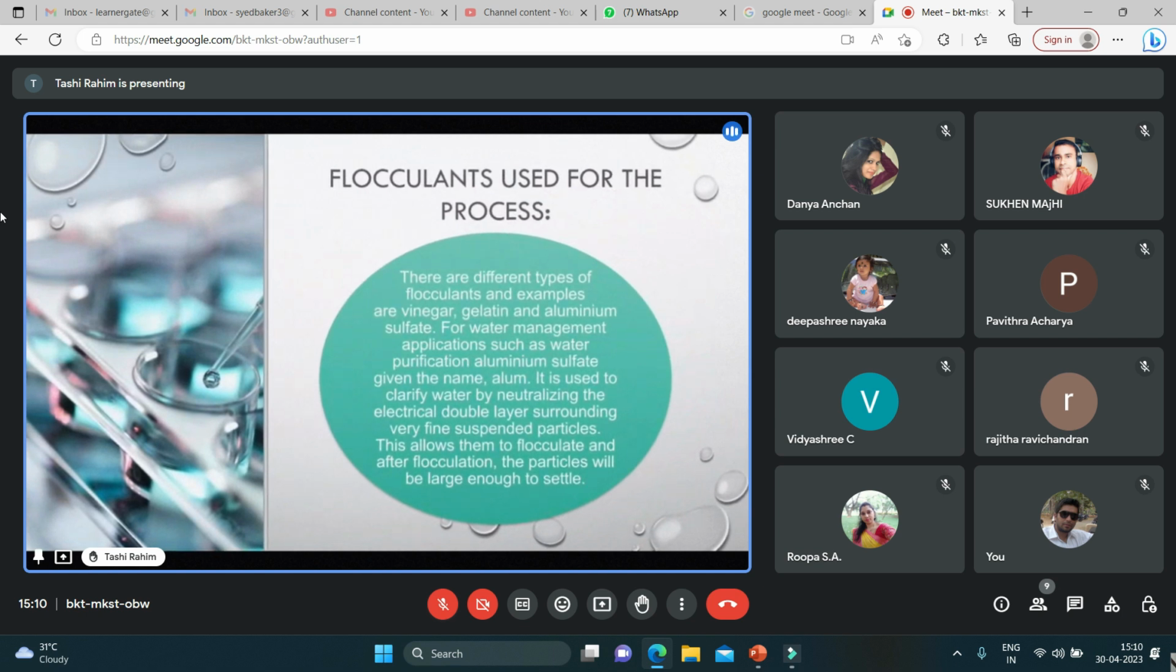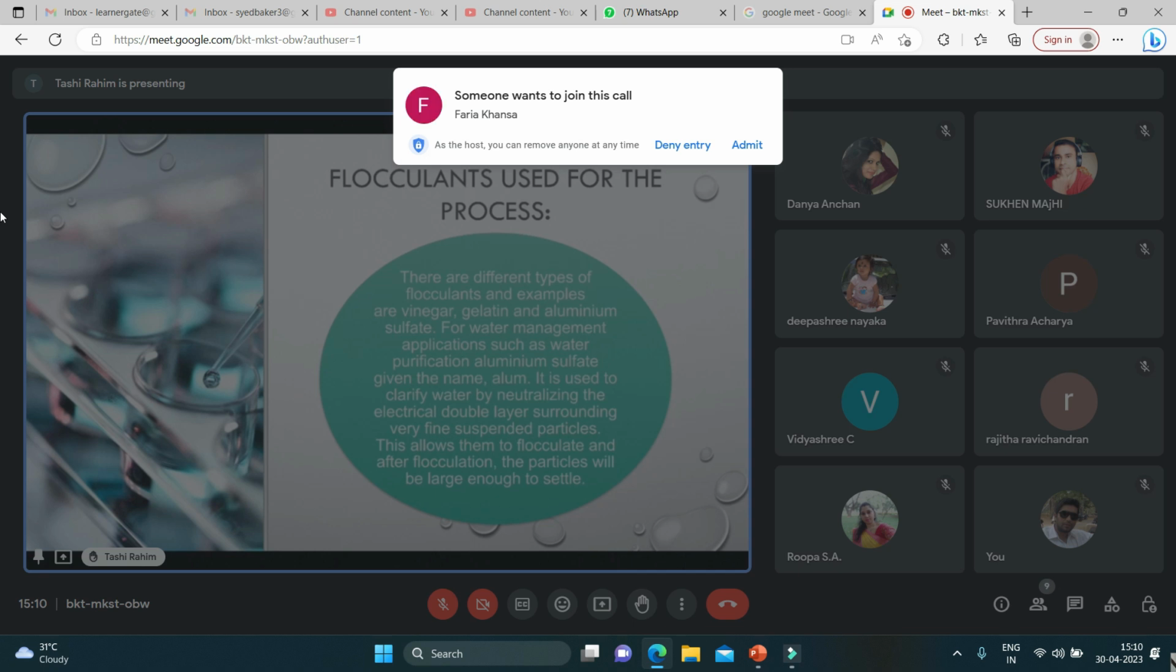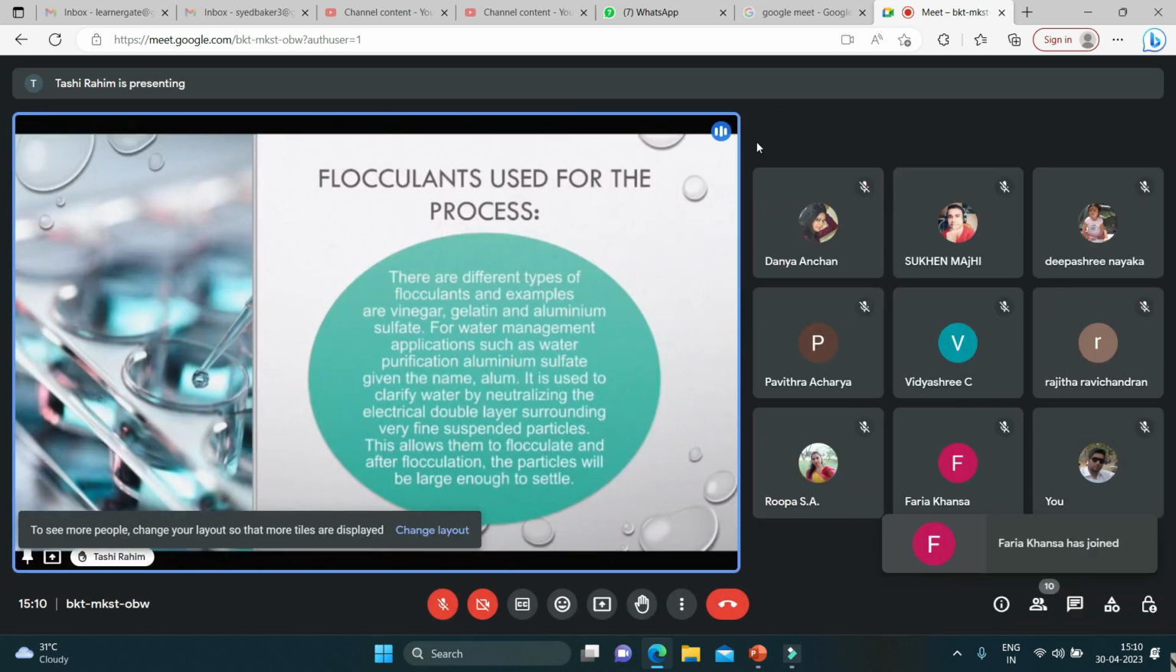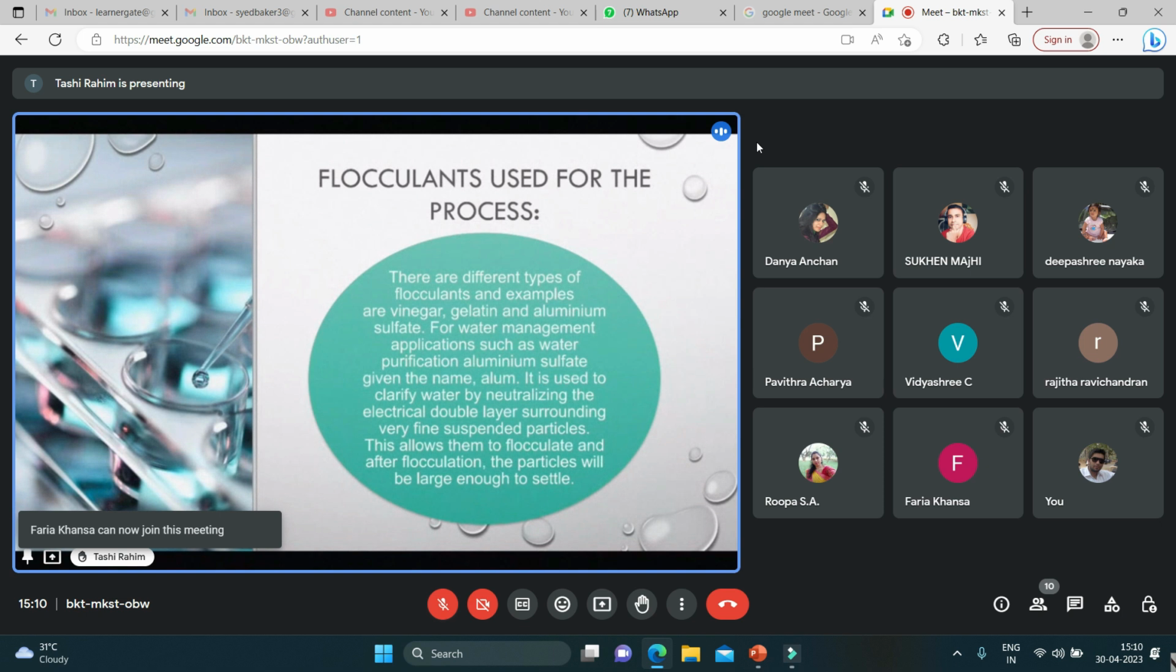Next, we have the most commonly used flocculants for the process. The examples are vinegar, gelatin, and aluminium sulfate. Most commonly for water management, such as water purification, aluminium sulfate is used, which is also commonly called alum. It is used to clarify the water by neutralizing the electrical double layer surrounding the fine suspended particles in the water, the turbidity. This allows them to flocculate, and after flocculation, the particles become large enough to settle down for separation.